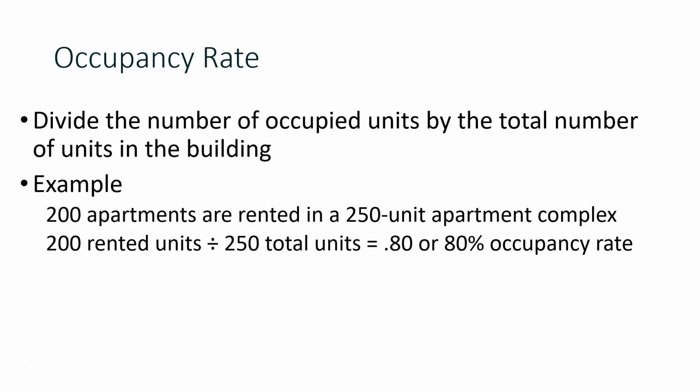One of the things we like to do is work out what is the actual occupancy rate of an apartment building, for instance. For example, if we've got 200 apartments that are rented in a 250 unit apartment complex, if we divide 250 into 200, that gives us 0.8, or 80% of the apartments are rented or occupied.